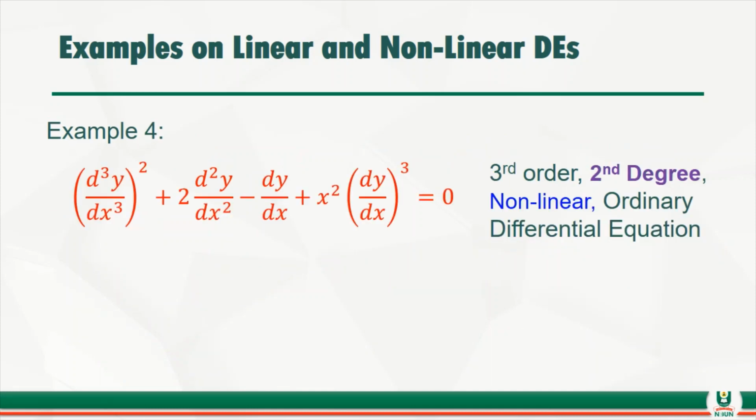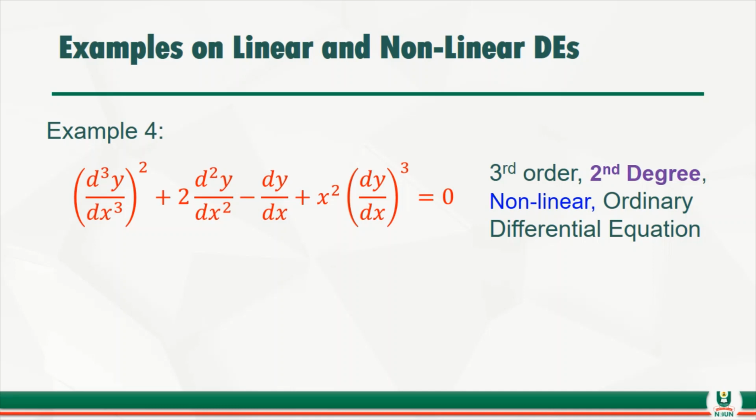Example 4 here is third order. We all know the reason why it's third order: the highest derivative here is 3. And what is the power of the highest derivative? It is 2, so definitely this is called second degree. Now, is it linear or non-linear? It is non-linear, because you can see that we have the derivatives multiplying themselves. The third derivative is multiplying itself, while the first derivative is multiplying itself 3 times. That is why we're going to call this one non-linear.